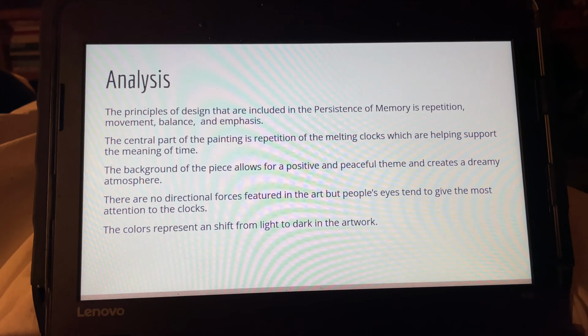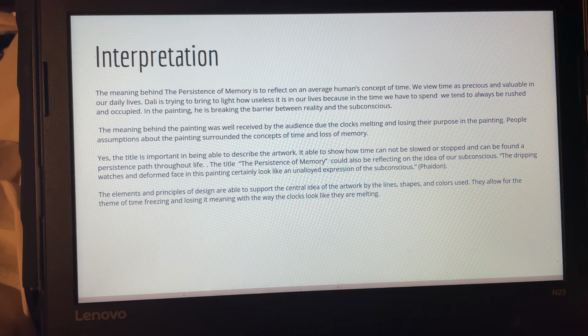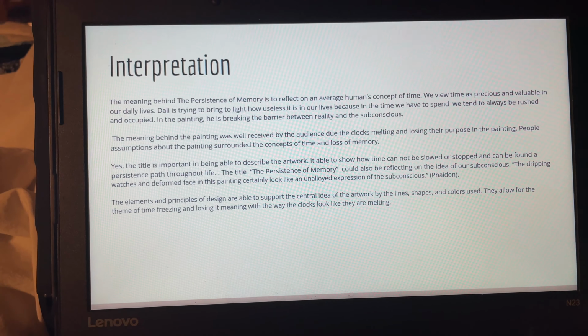Interpretation of The Persistence of Memory. The meaning behind The Persistence of Memory is to reflect on the average human's concept of time. We view time as precious and valuable in our daily lives. Dali is trying to bring light to how useless it is in our daily lives, because in the time we have to spend, we tend to be rushed and occupied.